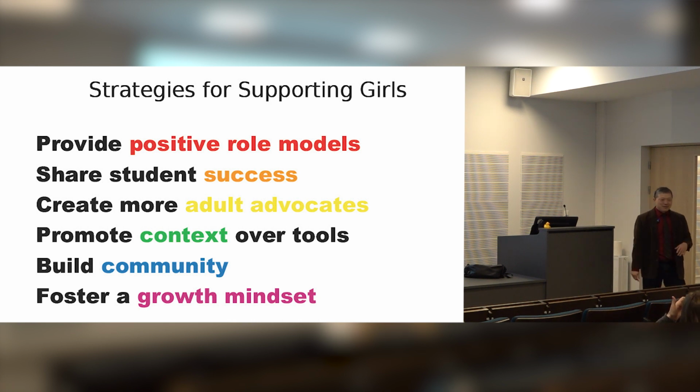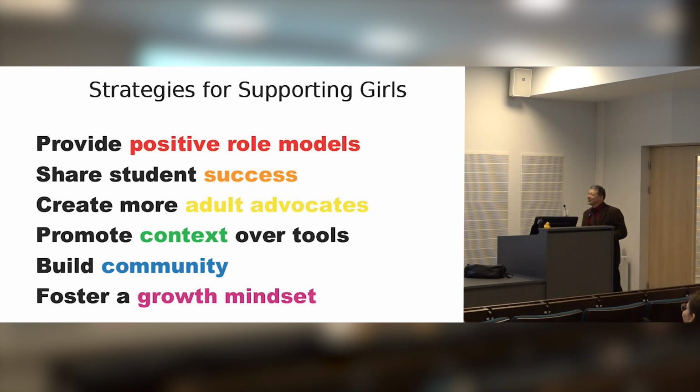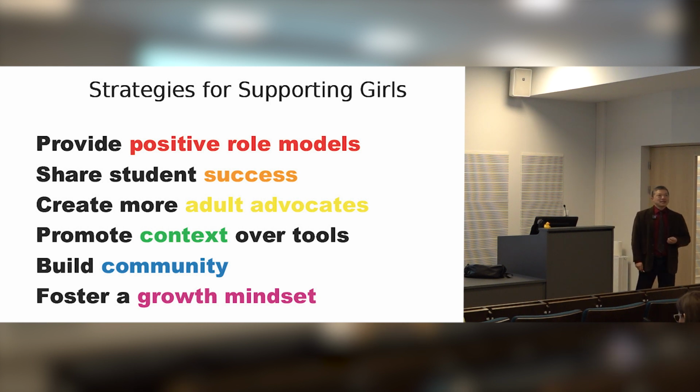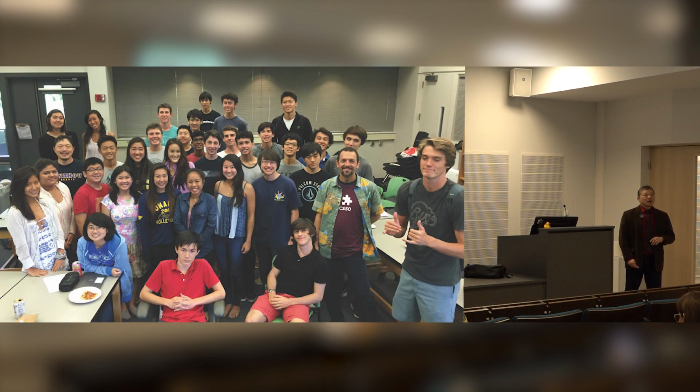I'm going to give you more examples of each of these, but that's it in a nutshell. Those are the secrets. Positive role models, sharing examples of student success, helping to educate the adults in your community about computer science, promoting context over tools, building community so that kids don't feel isolated, and then fostering that growth mindset. Super important.